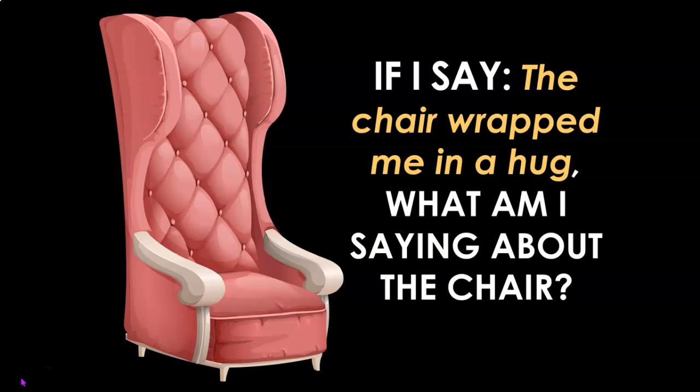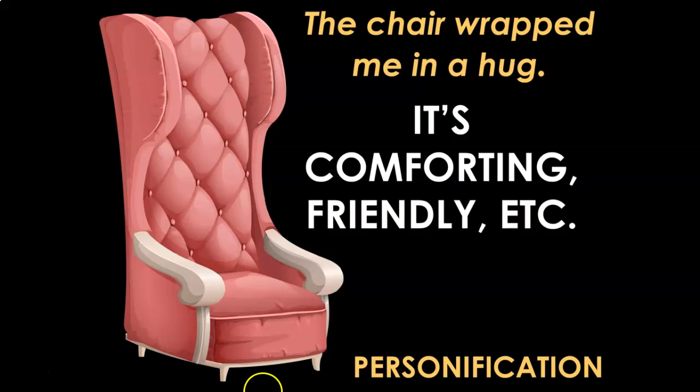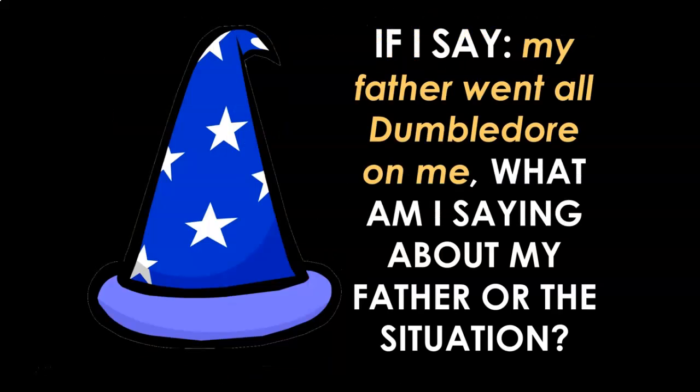If I say, the chair wrapped me in a hug, what am I saying about the chair? Because this is not Beauty and the Beast. It does not mean that the chair crossed its arms around me and actually gave me a hug. Well, I might be saying that the chair is comforting. It's friendly feeling. Maybe it's just comfortable. So when I sit down, I feel like I'm being hugged because I'm being surrounded by something soft and warm on all sides. That's an example of personification. I'm taking an inanimate object and giving it human qualities.